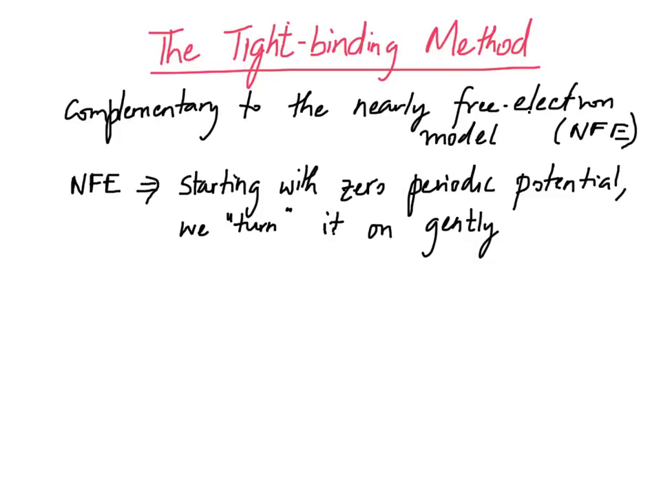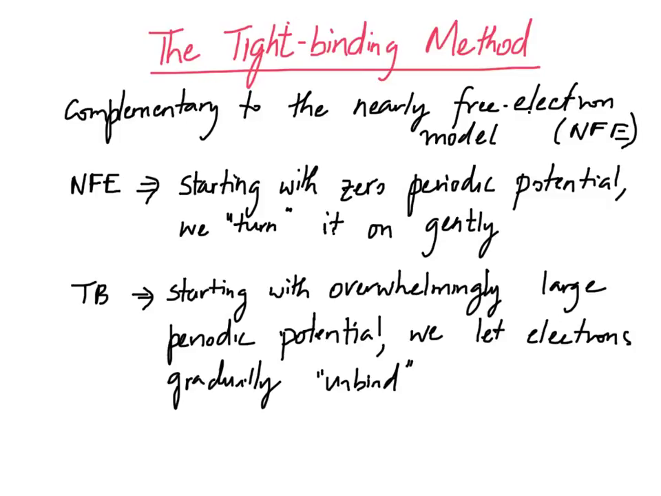Right, and in the tight binding method, which we are going to refer to as TB for tight binding, we start with an overwhelmingly large periodic potential, and we allow our electrons to gradually unbind and become Bloch electrons. So we're going to start from the opposite end of the spectrum with respect to the free electron picture, and interestingly, we'll arrive at the same sort of result. There is a little catch though.